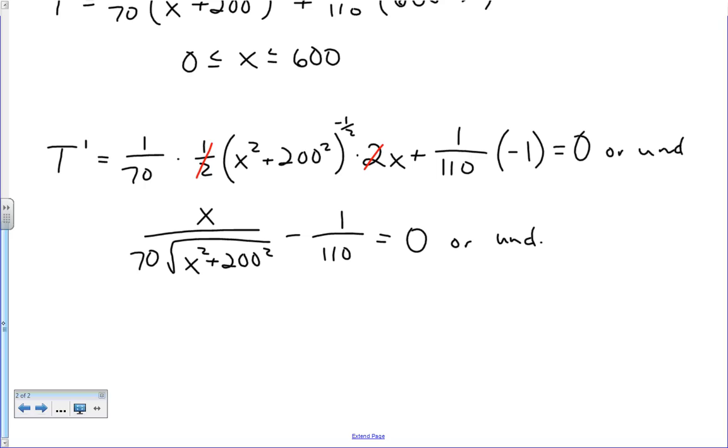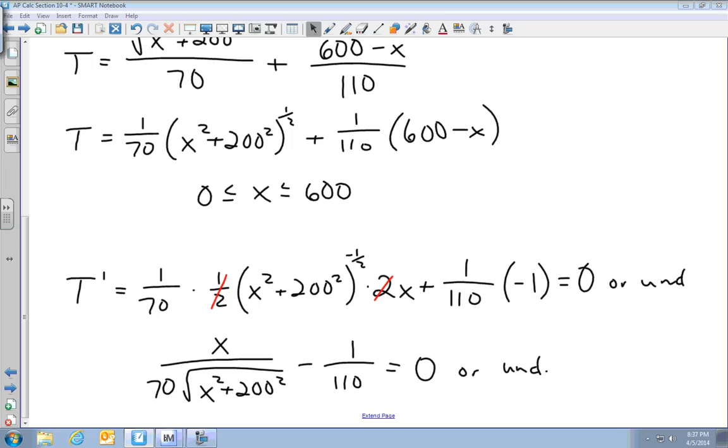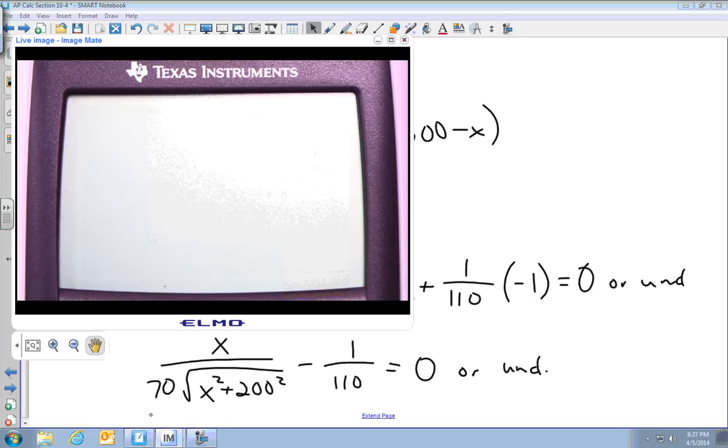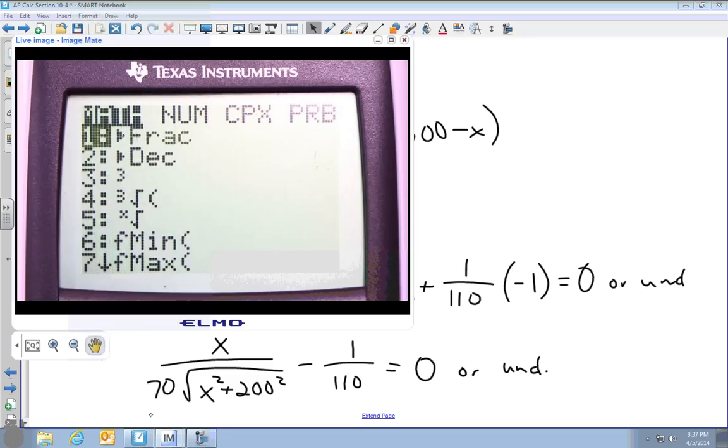So to find out where that 0 is at, you could solve this algebraically. I'm going to use my calculator to solve this thing, though. If you're going to solve it algebraically, you'd move the 1 over 110 to the other side, cross multiply, and then square both sides to get rid of the square root, and so forth. There's a number of steps algebraically you'd have to do to get that solution, but you certainly could do it. I'm going to use the solver feature on my calculator to help me solve this. You could graph this thing and find where the 0 is at. There's several ways that you could do it, but I'm just going to use solver.